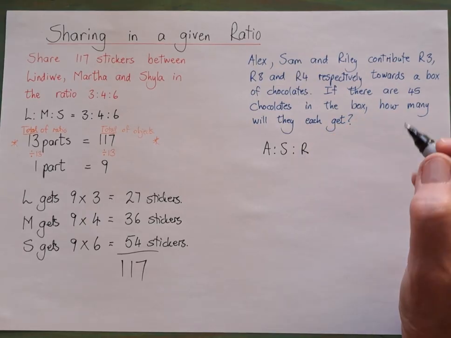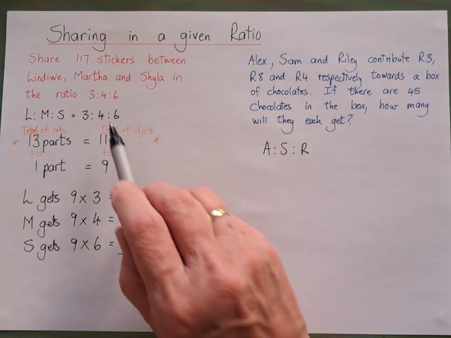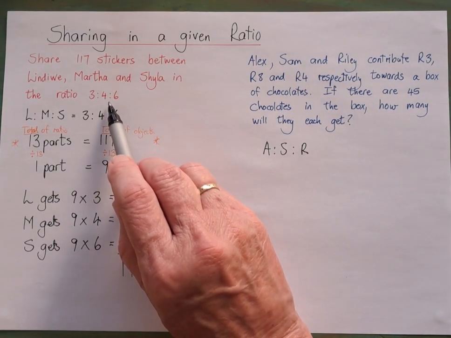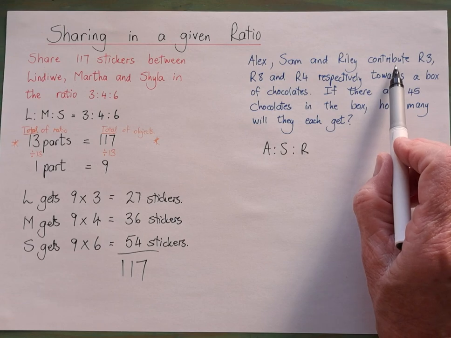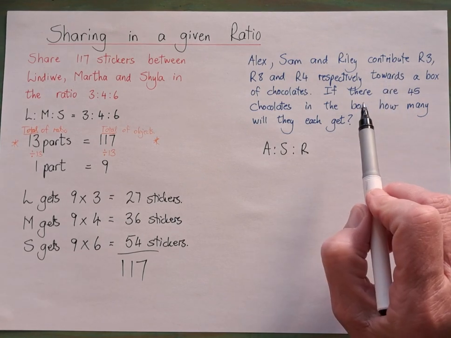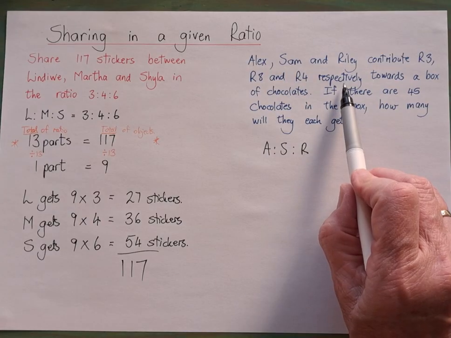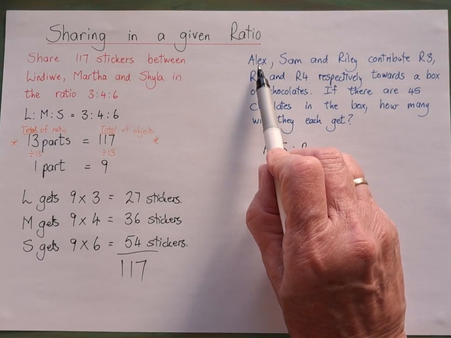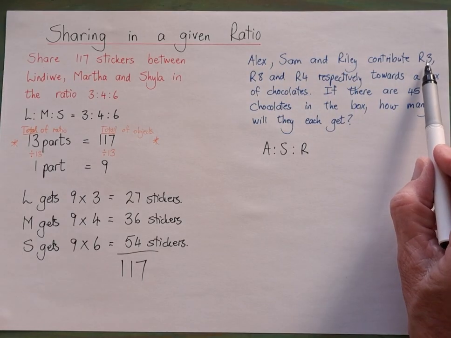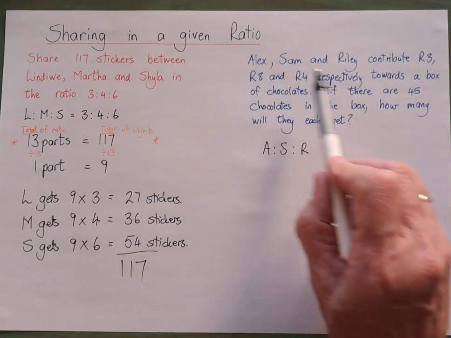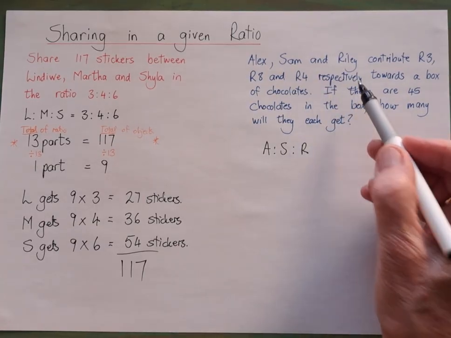All right, now it doesn't give us a ratio. Here it gave us a ratio of how we have to share. Here it doesn't give us a ratio, but their contributions are actually the ratio. And if you remember from the previous video, respectively means because their names have been listed in this order, Alex, Sam, Riley, then the numbers, the first one's relating to Alex, the second one to Sam, the third one to Riley. That's what the word respectively means.